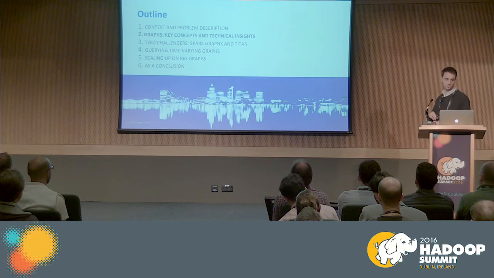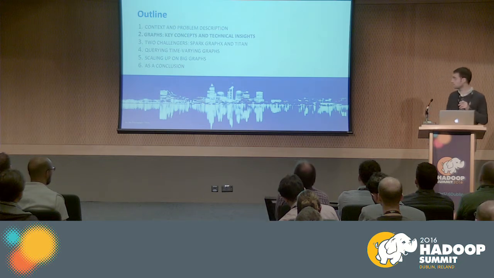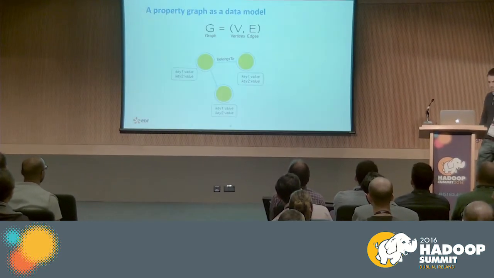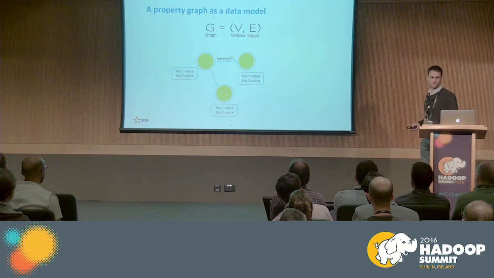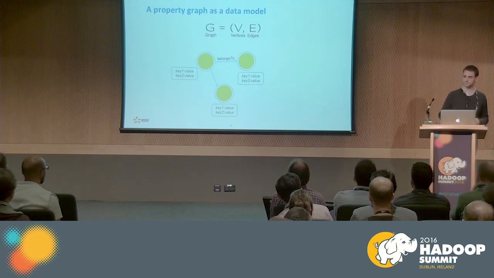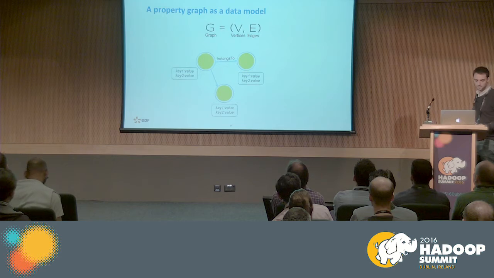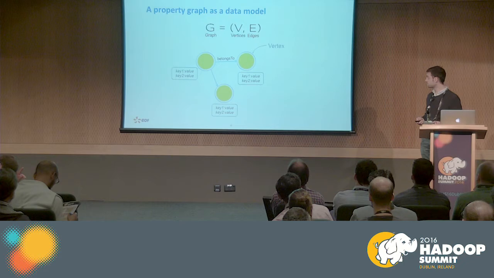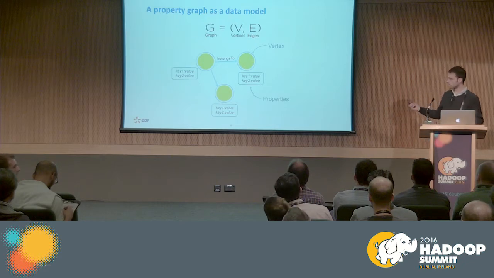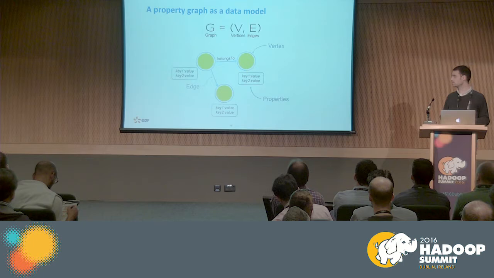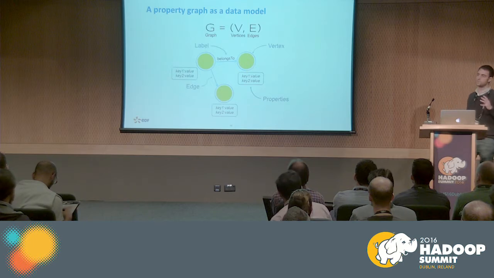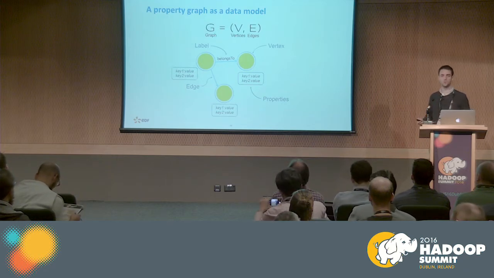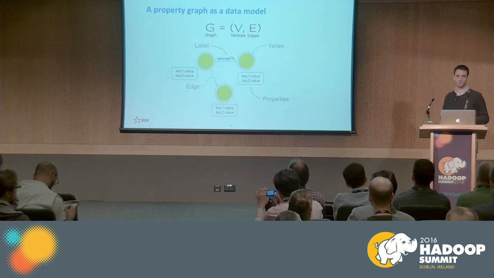Okay, so now I will go giving you some key concepts and technical insights about graphs. A graph is basically composed of vertices and edges. A vertex represents a node, and an edge represents a link between two nodes. So here is a vertex with its associated properties, and here is an edge on which we can possibly add a label to describe the kind of relationships between two vertices. And when we put all these concepts together, we obtain what is called a property graph.